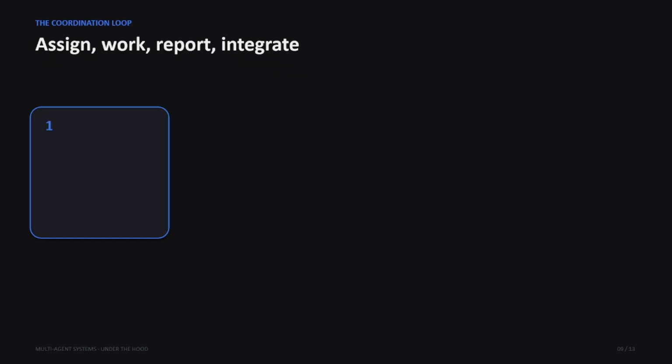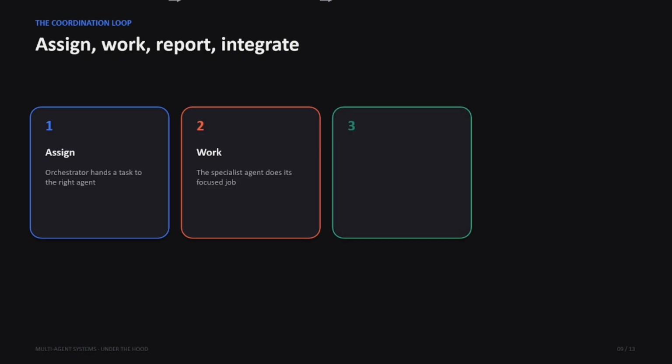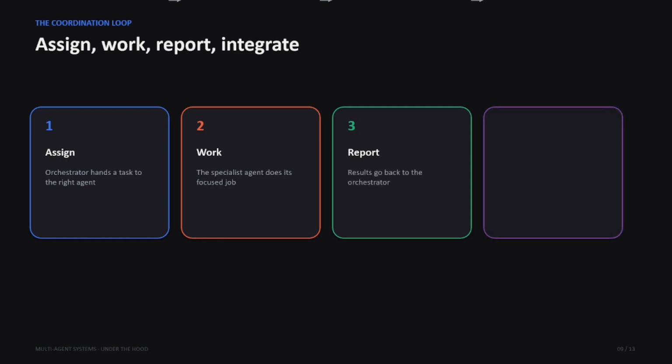Now let us look at the coordination loop. First, the orchestrator assigns a task to the right agent. Second, the specialist agent does its focused work. Third, the agent reports the results back to the orchestrator. Fourth, the orchestrator integrates the different pieces into one final answer. If the pieces do not fit or something is missing, the orchestrator can send out another round of work.